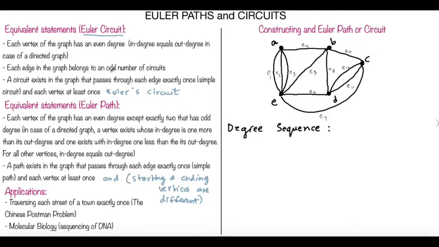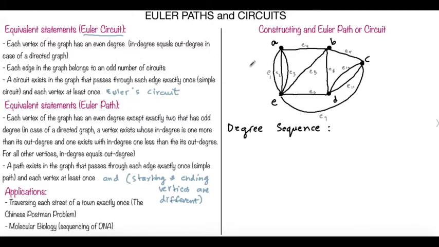Now we come to how to construct an Euler's path or circuit. Let's say we have this example in which the vertices are labeled A, B, C, D, E, and the edges are labeled E1 to E11. First of all, we want to see whether one of these conditions is true or not.